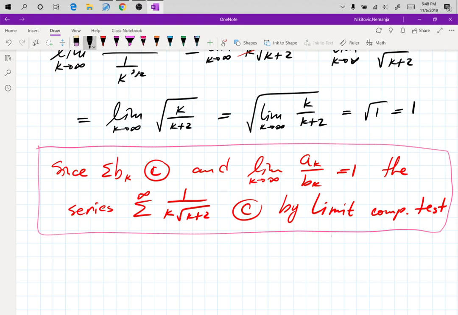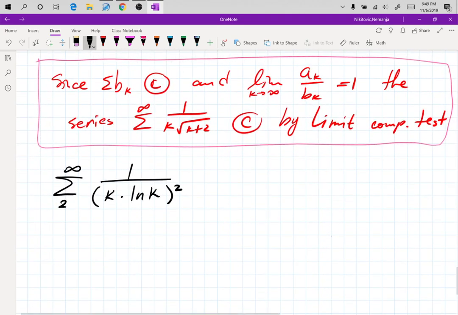One more, and we're done with these tests. Lock the doors. Summation from k = 2 to infinity of 1 over k times (ln k) squared. This ln k is going to make some noise now.